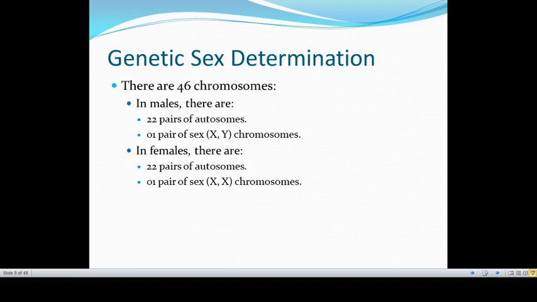We know that there are 46 chromosomes. In males, there are 22 pairs of autosomes and 1 pair of sex, that is X and Y chromosomes. In females, there are 22 pairs of autosomes and 1 pair of sex, that is XX chromosomes.